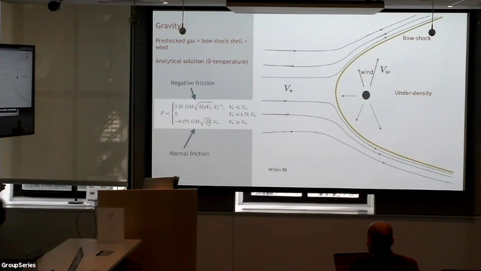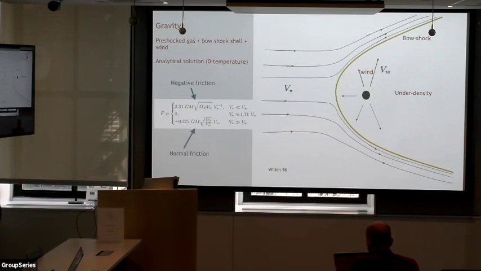Not intuitively, when we started, we didn't know that this was going to happen. But when V star actually is significantly faster than V wind, this bow shock bends sufficiently that the gravity from the shell actually overcomes the gravity of the material ahead of it. So the friction becomes normal. Okay, the friction is backwards. So that's two regimes. And the crossover happens at about this value. So this is an analytical solution. This is the only honest calculation which goes into our paper.